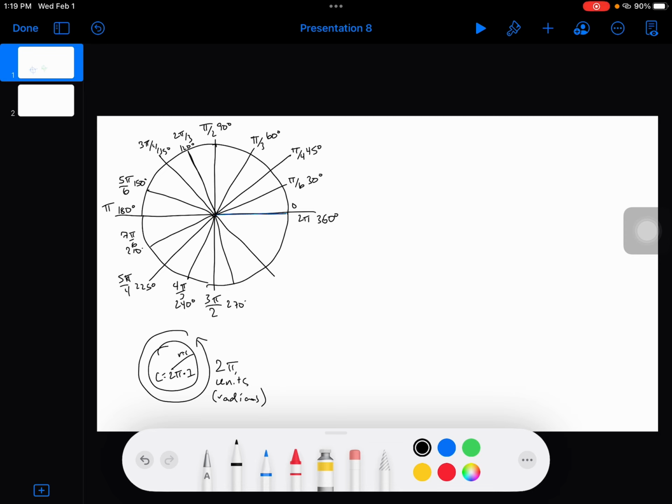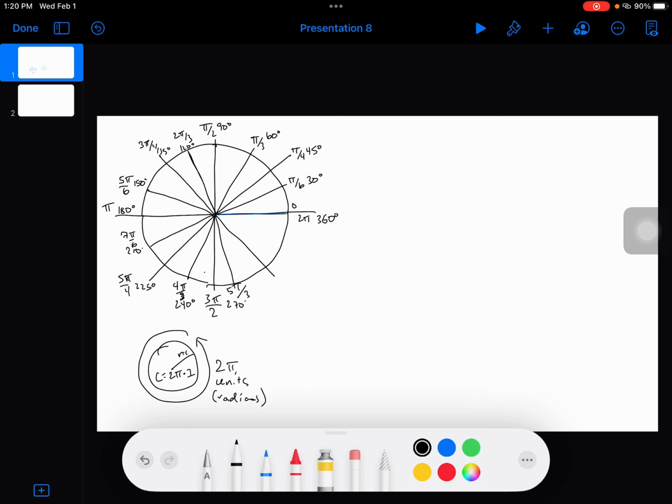4 pi over 3 plus pi over 6 is 8 pi over 6, plus 1 pi over 6 is 9 pi over 6, gives us 10 pi over 6. We're going 2 measures here, 30 and 30. So that's going to be 10 pi over 6, or 5 pi over 3.